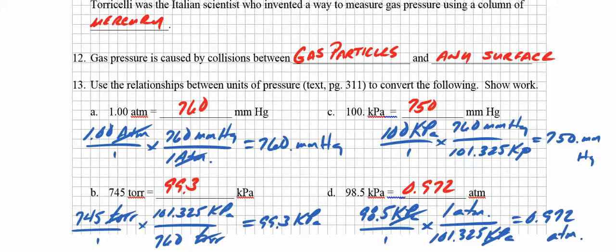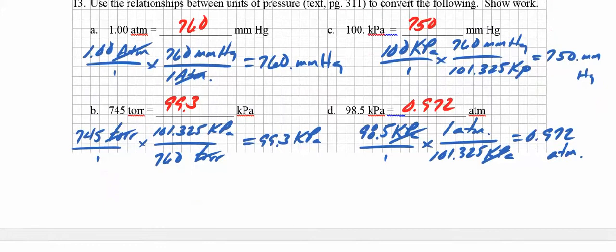13B says 745 torr, and we want to convert that to kilopascals. We start with what we know, 745 torr over 1, times the conversion, 101.325 kilopascals per 760 torr. By the way, both of these are equal to 1 atmosphere. So 1 atmosphere is equal to 101.325 kilopascals divided by 760 torr.